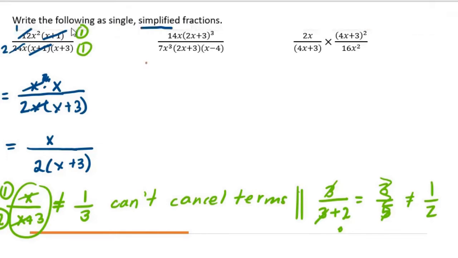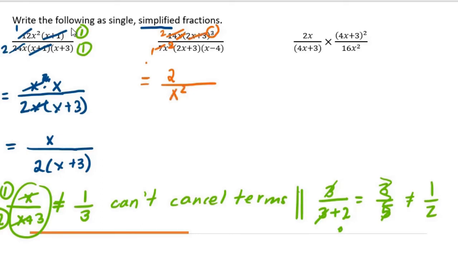Let's go back to a real problem. We have 14 times x times 2x plus 3, but we have 3 of them this time. And in the denominator, we have 7x cubed times 2x plus 3 times x minus 4. We'll start with the numbers. Let's just work this one left to right. 14 divided by 7 is 2, which means there's a 2 in the numerator. I have 1 x in the numerator, 3 in the denominator, which means I can cancel 1 from the numerator, and 2 of them will be left behind when I cancel 1 from the denominator.